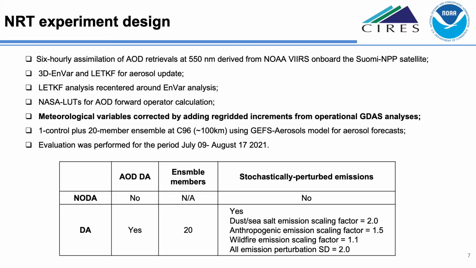And our evaluation will be performed for the period of July 9th to August 17th, 2021. And we have two cycle experiments. The first one is the no DA experiment, that means there's no AOD data assimilation performed. The second one is a DA experiment, which will run AOD data assimilation with a 20-member ensemble. And also in the DA experiment, we applied the SPE method. After our initial tuning, we set the dust and sea salt emission scaling factor to 2, the anthropogenic emission scaling factor to 1.5, the wildfire emission scaling factor to 1.1, and all the emission perturbation standard deviations are set to 2.